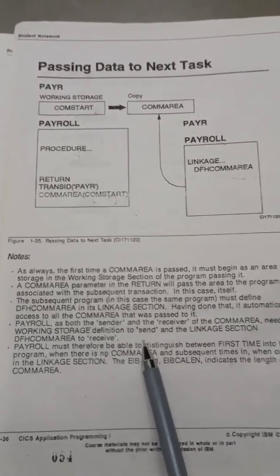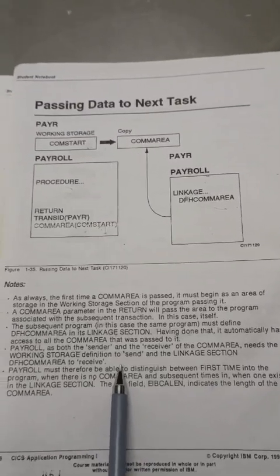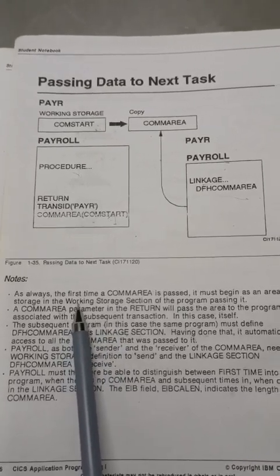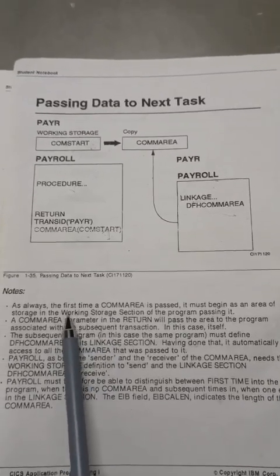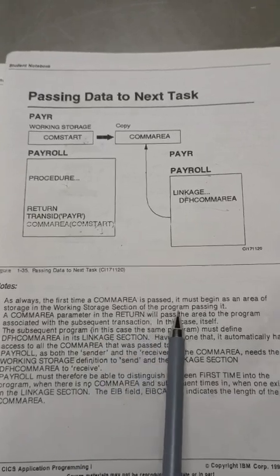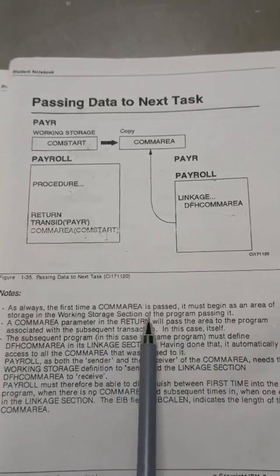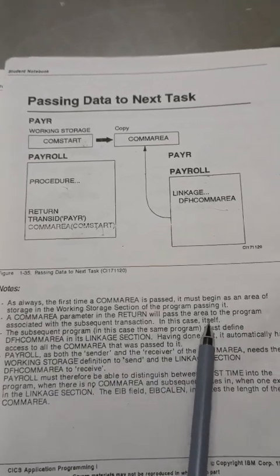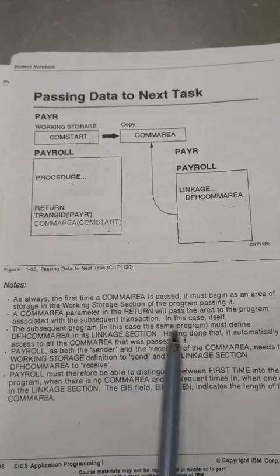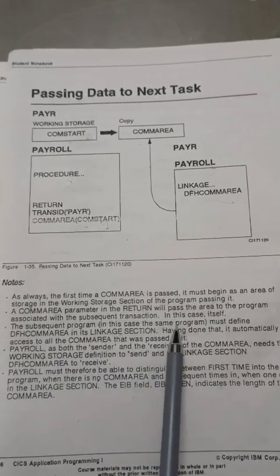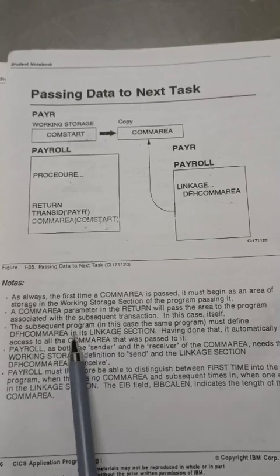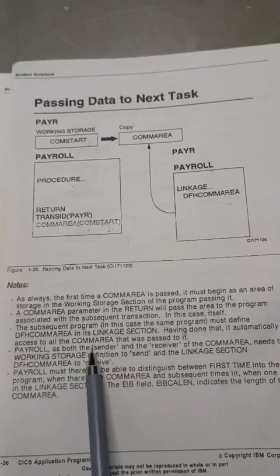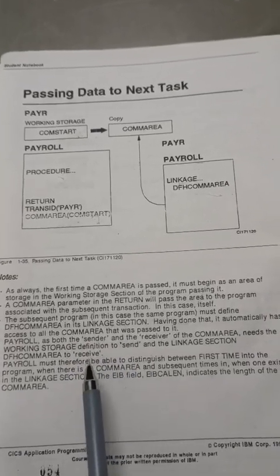This is the way we can identify that the same program has the pseudo conversation. We can see some descriptions explaining the functionality of the program. Always, the first time the COMMAREA is passed, it must begin as an area of storage in the working storage section of the program passing it. The COMMAREA parameter in the RETURN parameter will pass the area to the program associated with the subsequent transaction. The subsequent program, in this case the same program I am passing into, must define the DFHCOMMAREA in the linkage section. Having done that, it will automatically get access to the COMMAREA, whatever the past information.